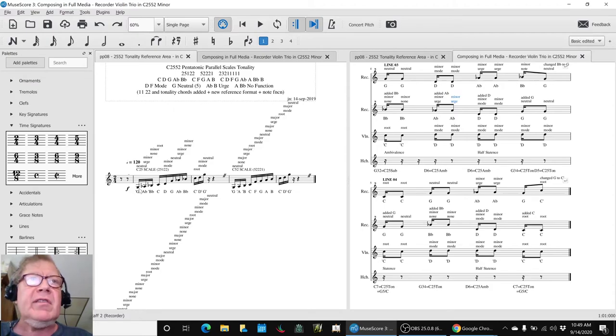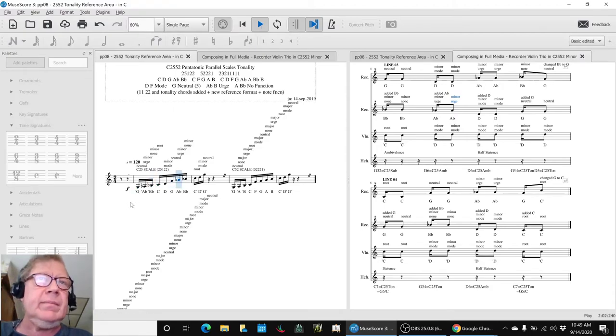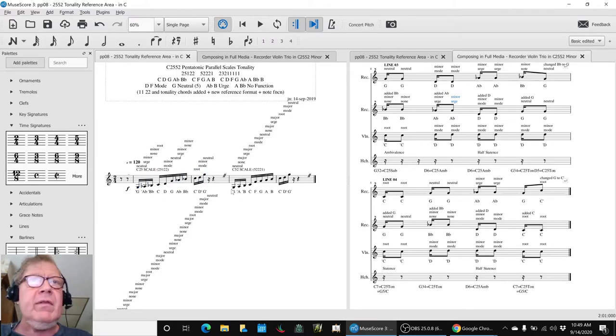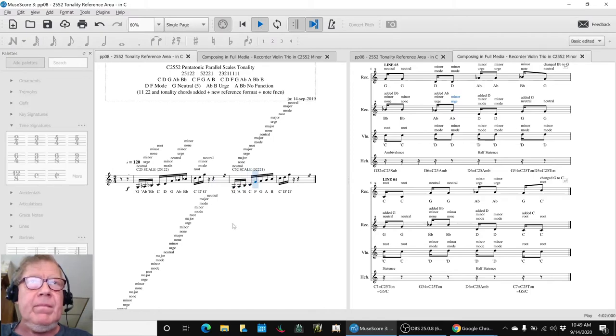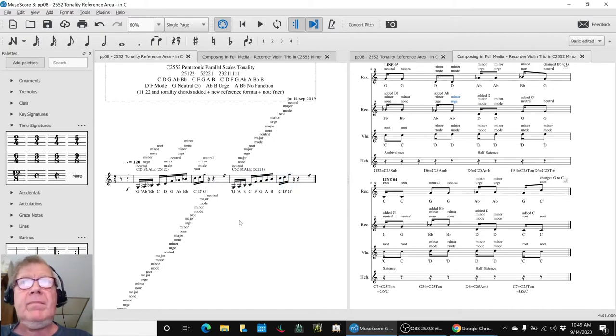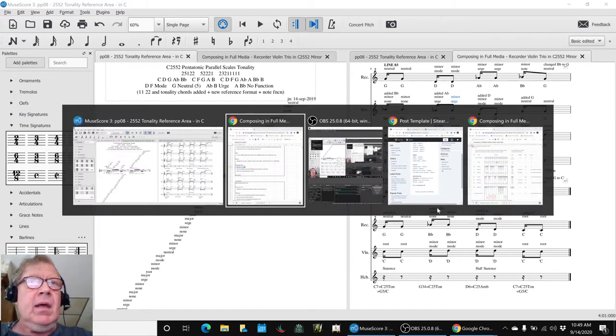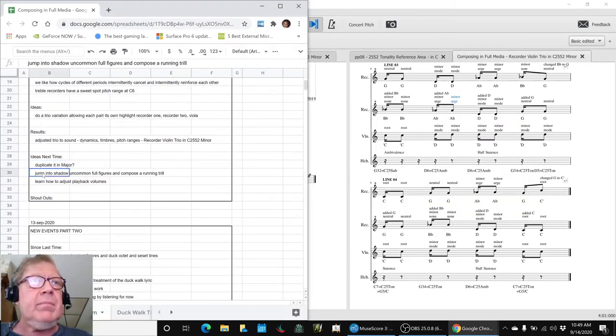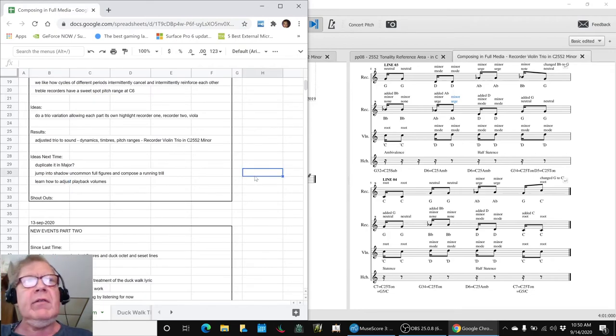We'll remind you that the scale we just played in was this one. And we have the complete major version of it over here. So, that's an idea. Another idea is that we're thinking about jumping into the shadow uncommon full figures, and composing running trill melodies. And then we're also kind of still fussing around with some technical volume playback issues, but I digress on that. So, that concludes today's stream.